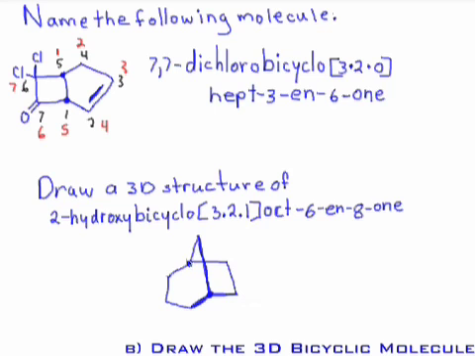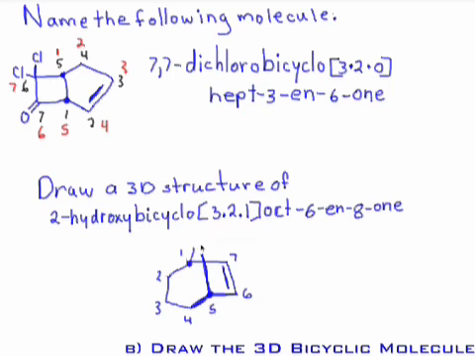Well, we can number from either side, but if I number from the back, 1, 2, 3, 4, 5, I number through the biggest bridge, then this will be a 6, this will be a 7, and that'll be an 8. This numbering scheme tells me where to put my bonds. At carbon 6, there is a double bond for the ene. Carbon 8, I have a ketone.